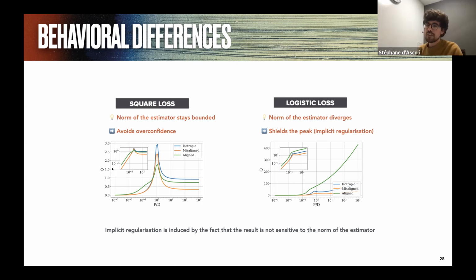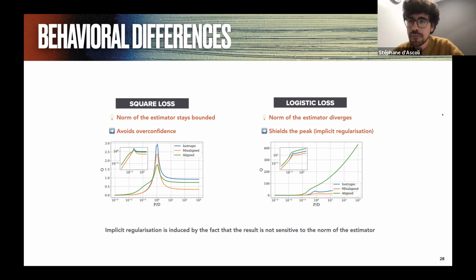That is very different if you look at logistic loss, because what you do for classification losses like the logistic loss is that you take the output of your student and then you feed it through a sigmoid function, which squashes it between 0 and 1, or -1 and 1, depending on if you took the label 0 and 1 or -1 and 1. And what's interesting here is that the norm of the student keeps increasing as we overparameterize. In some sense, the model is becoming more and more confident.